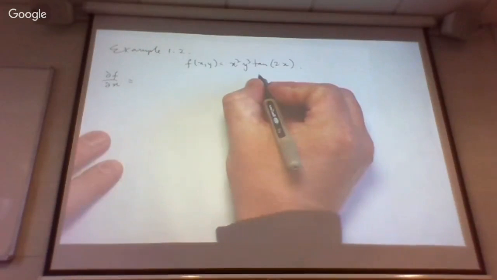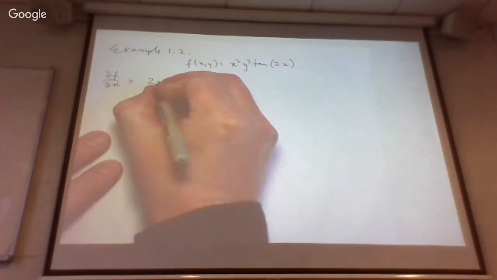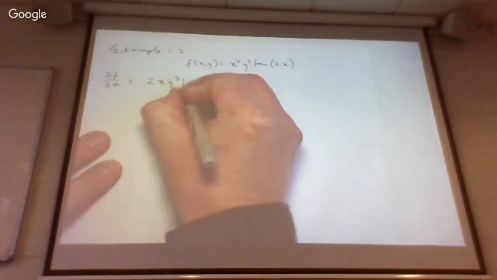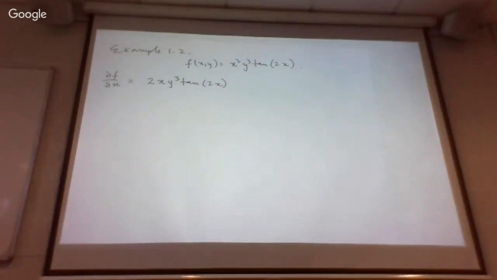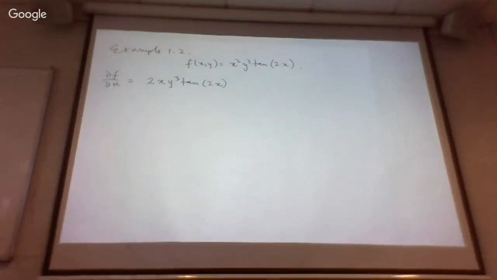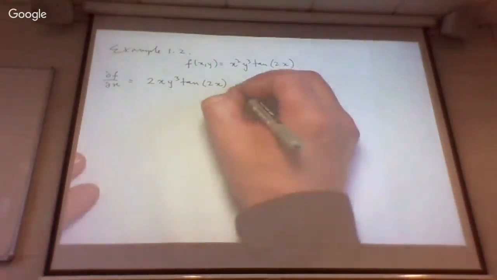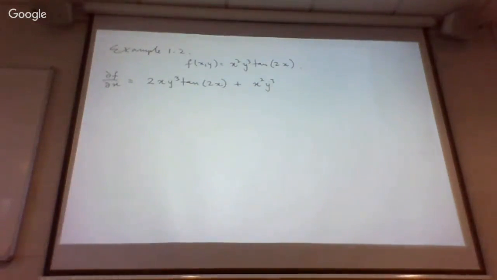So we're going to hold the tangent the same. So we have a term which is 2 times x times y cubed times the tangent of 2x. That comes from differentiating the x squared part, keeping the other function of x the same. And then you add on to that x squared y cubed, and this time we're differentiating the tan of 2x.